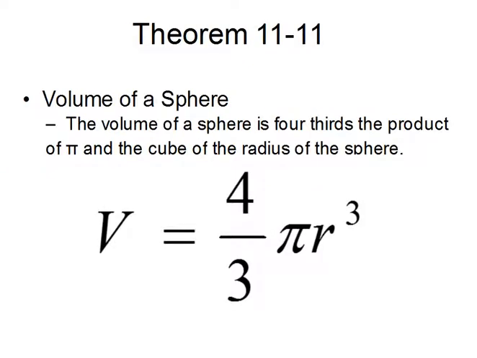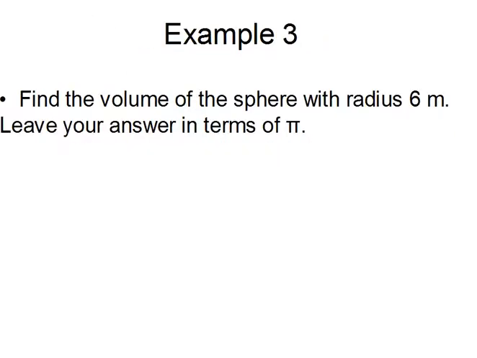All right, next formula for volume of a sphere. This is how you can figure out how much liquid to put inside of a basketball if you wanted to, or something like that. 4/3 times pi times r cubed. Somebody really old a long time ago figured this out. So we're just going to use it. We're going to plug in the radius and go.